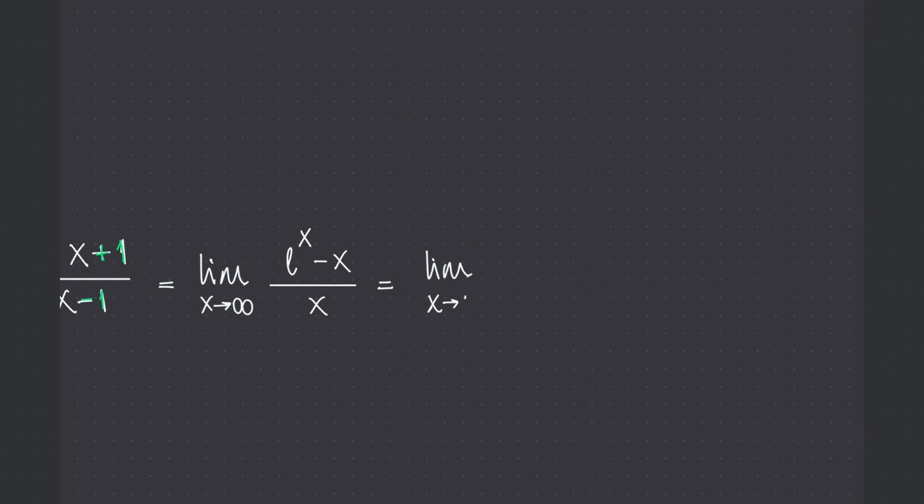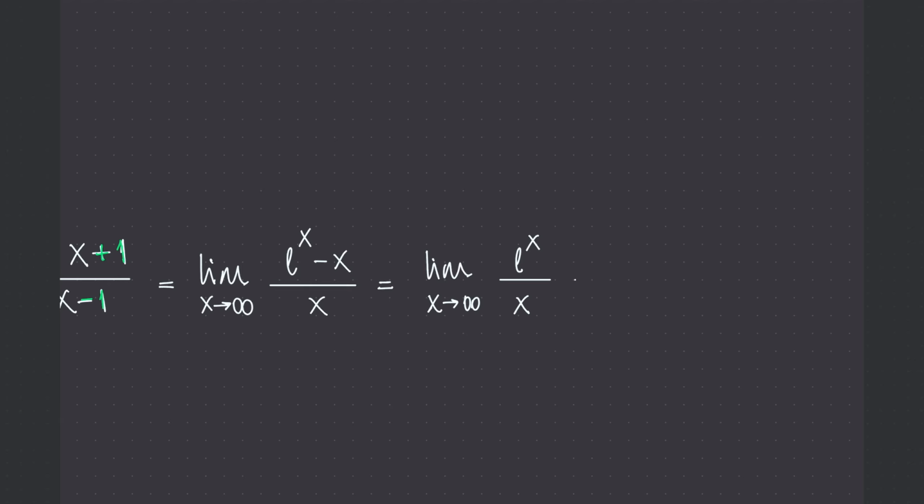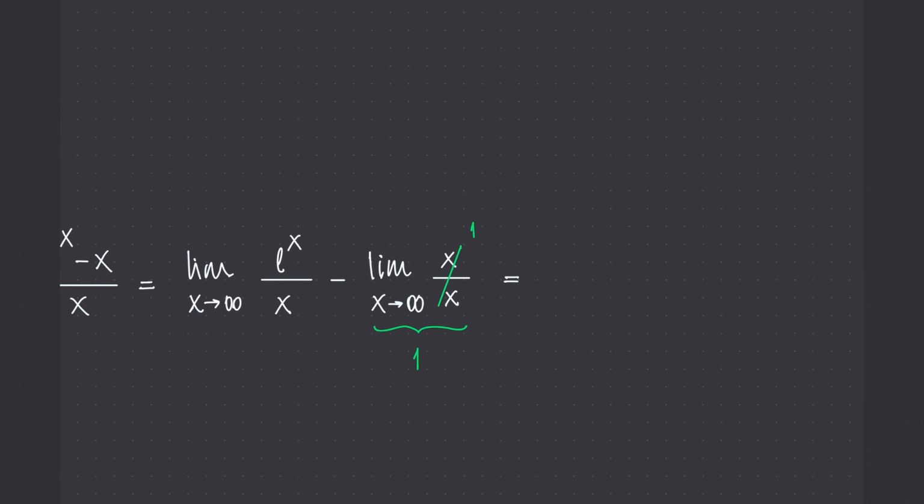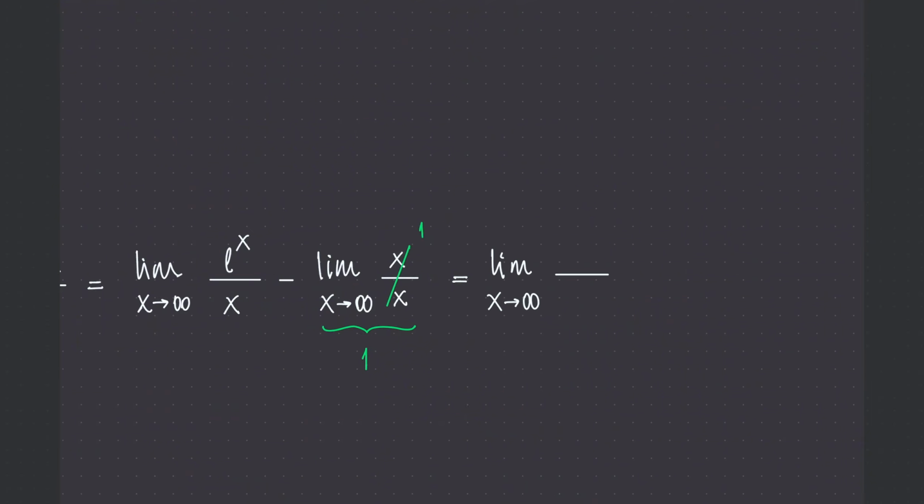into two. The first one being the limit as x approaches infinity of e to the x over x, which gives us an indeterminate form, infinity over infinity, so we need to use L'Hopital's rule over here, plus negative, so you can write a negative sign over here, the limit as x approaches infinity of x over x, which is just 1. Therefore, limit of 1, this is just 1 as well. So applying L'Hopital in the first limit, we have the limit of the derivative of e to the x over the derivative of x, which is 1, minus that 1 that we found previously.